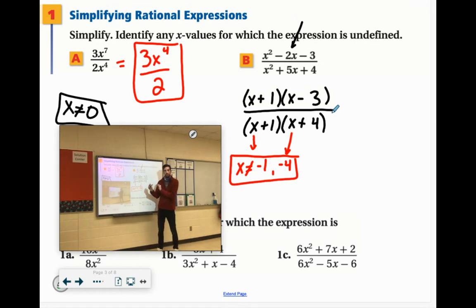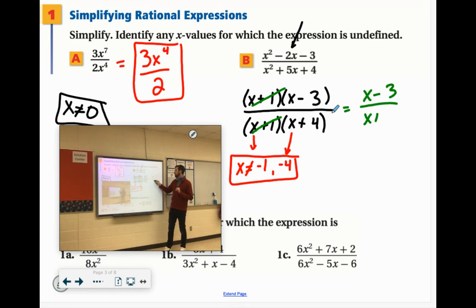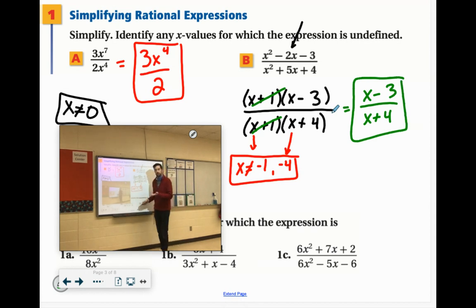Now simplifying, do you see anything that's in the numerator and the denominator that we can cancel out? They both have the x plus 1, so we can cancel 1 for 1. So we're left with x minus 3 over x plus 4. Now, if you kept the parentheses around them, that would be fine. They're just unnecessary at this point.